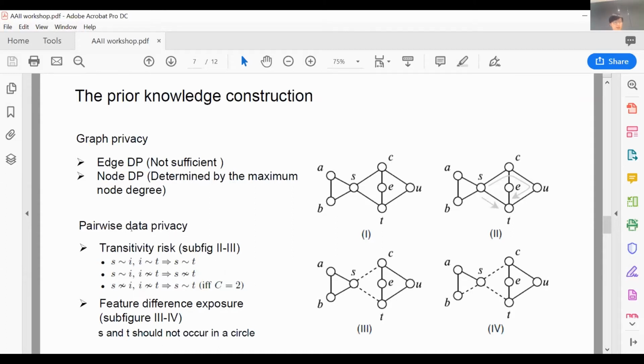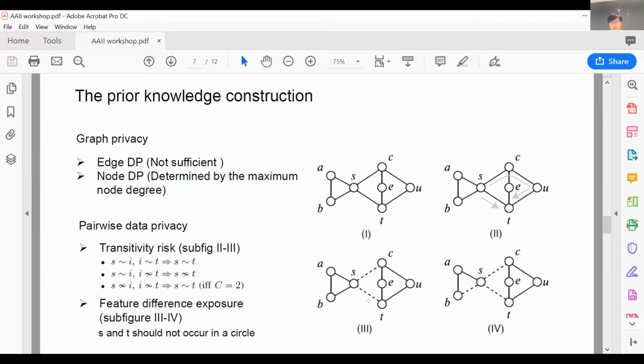If we see pairwise data privacy, besides the transitivity risk, we also need to care about the feature difference exposure. I'll explain them from this figure. Consider the relationship between source node S and target node T. There are two disjoint edges between S and T. So if we remove these two edges, then S and T are not joined now.